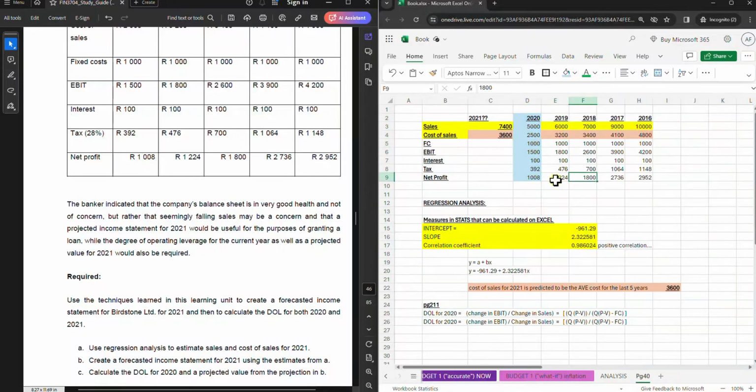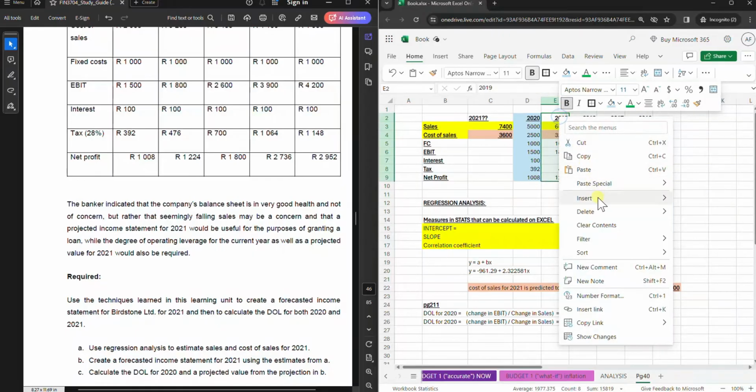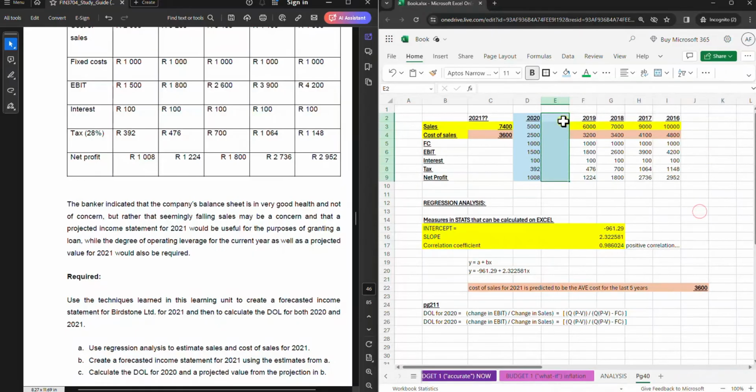Okay, what was our quantity? Do we have that quantity here? No, we don't. So we do need to use the change then. We need to use the change in EBIT and the change in sales. So I'm just going to put an extra column here. We need to look at the change.